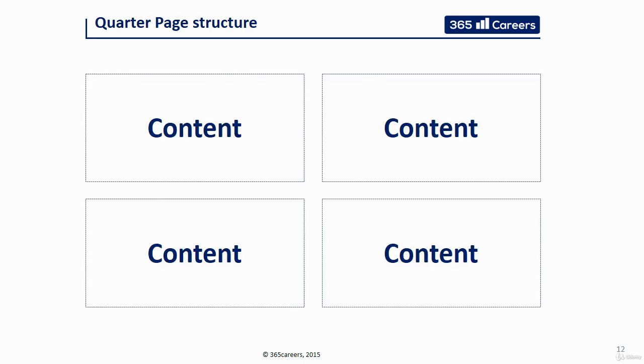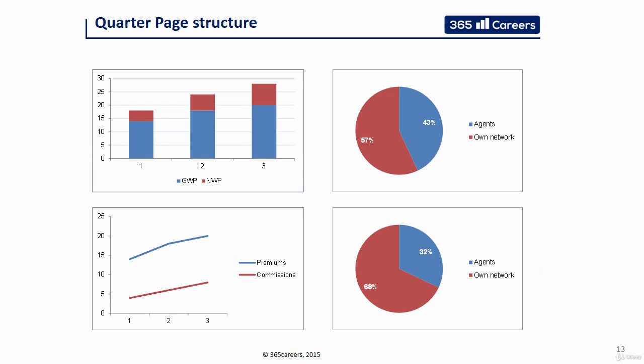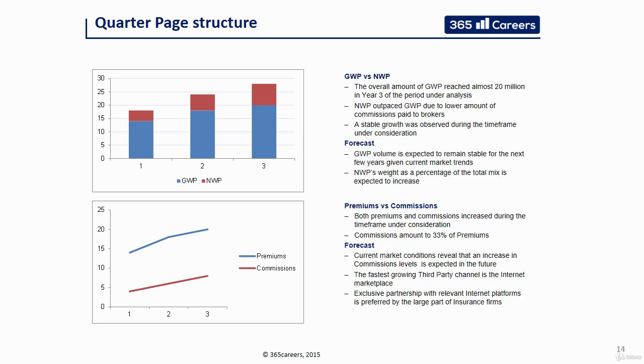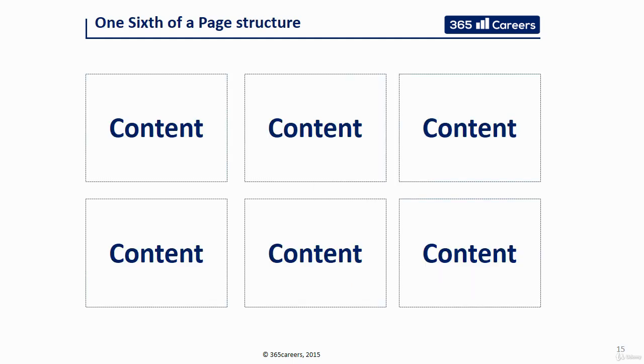Quarter page. A very popular format, often used in order to save space. Typically, we would see either 4 separate pages with content, as we have here, or 2 pages with content on the left and 2 pages containing text description on the right. 1/6 of a page. A format that is often used in order to show a series of charts.